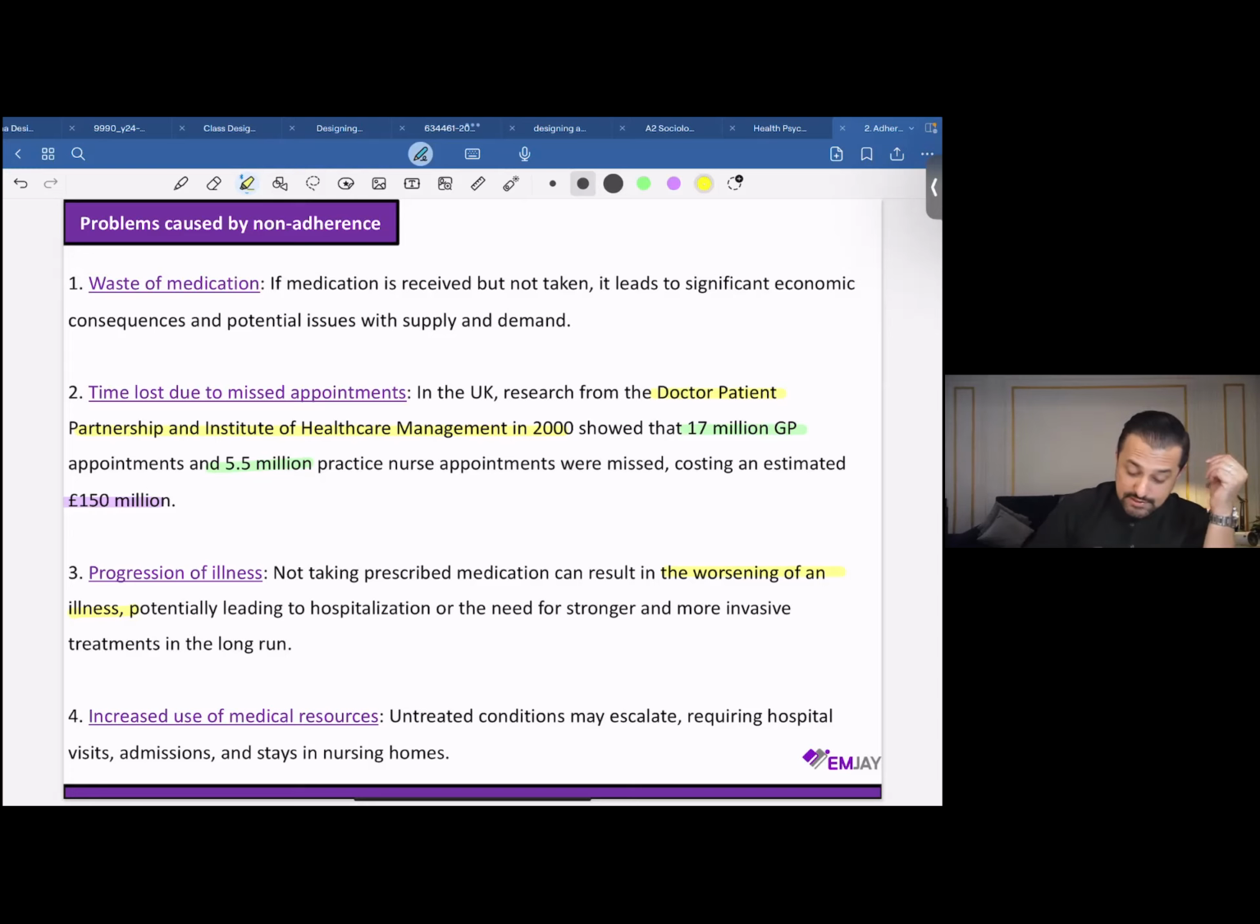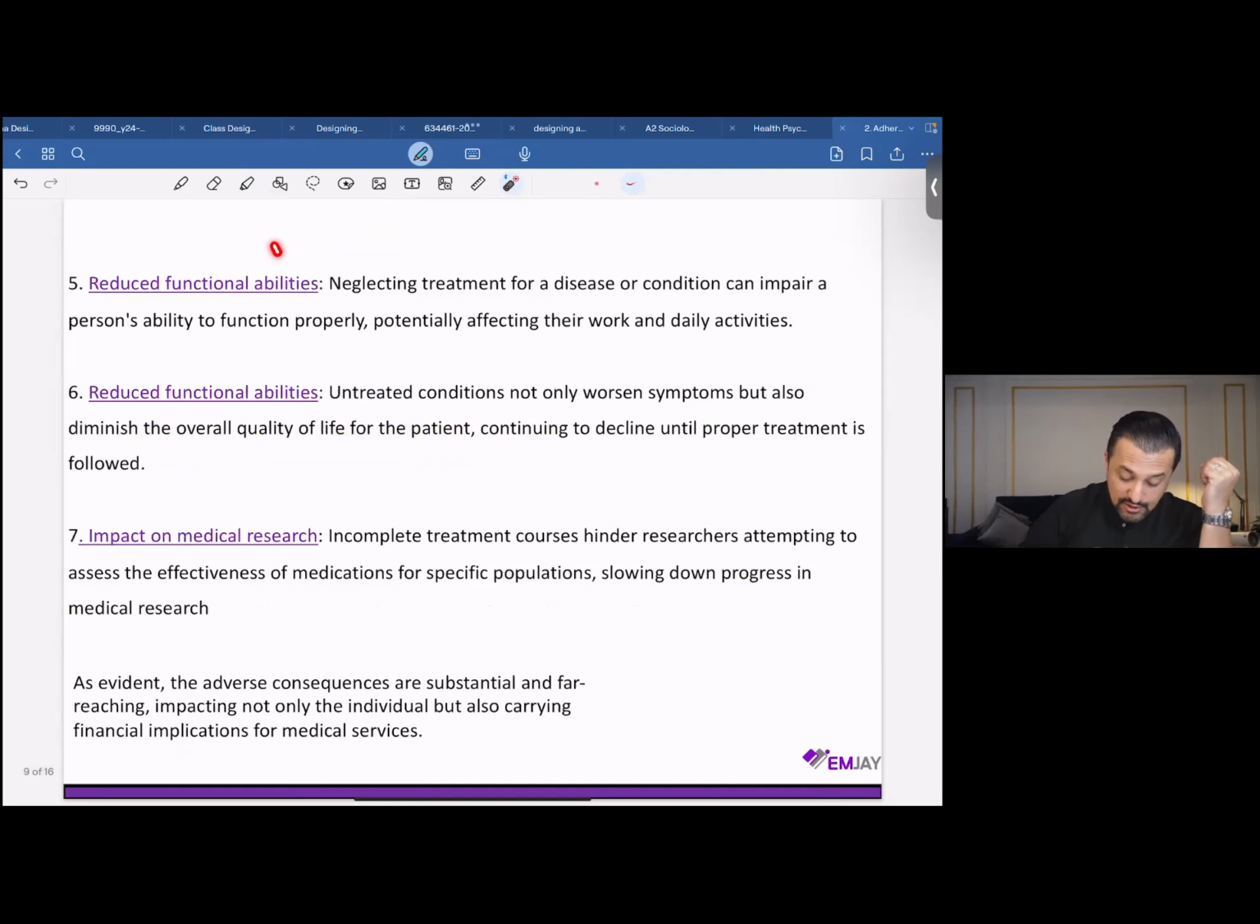So we are discussing problems that have been caused by non-adherence. To begin with, we spoke about waste of medication. Number two, time lost due to missed appointments. Number three, we spoke about progression of illness. Number four, we spoke about increased use of medical resources. The fifth in line, reduced functional ability.